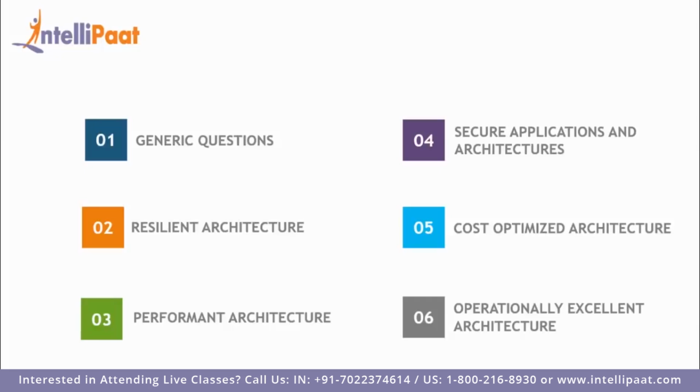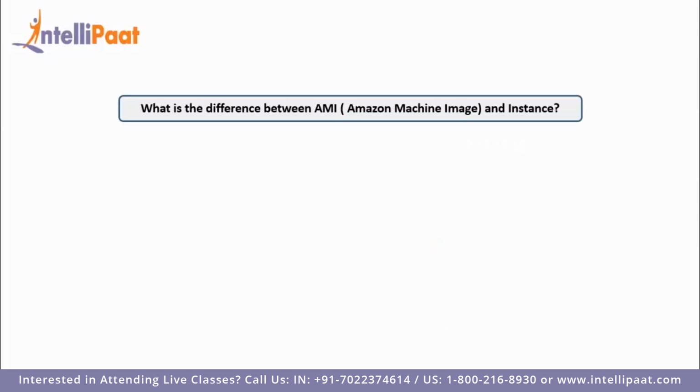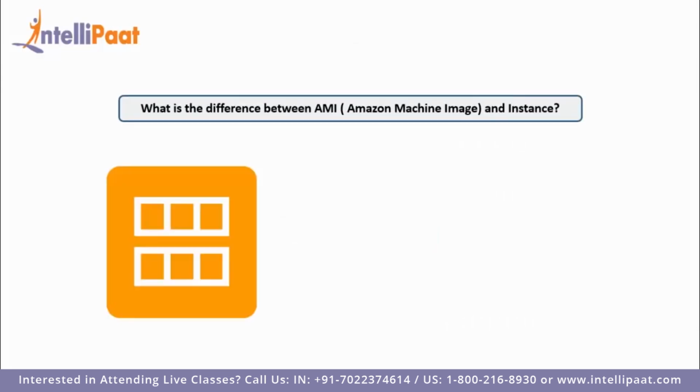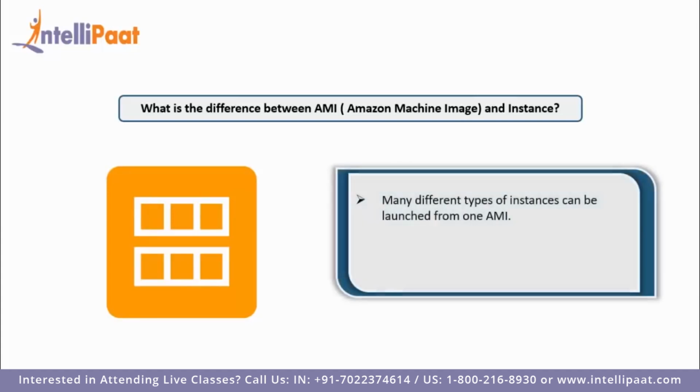All right, so let's take a top-down approach. Let's start with the simplest questions, some generic questions on AWS that can be asked to you in an interview. The first question says, what is the difference between an AMI and an instance? So guys, an AMI is nothing but a template of an operating system. It's just like a CD of an operating system which you can install on any machine on the planet, right?